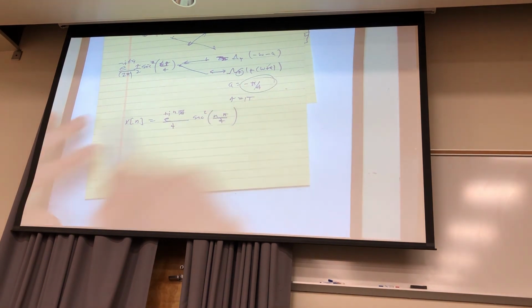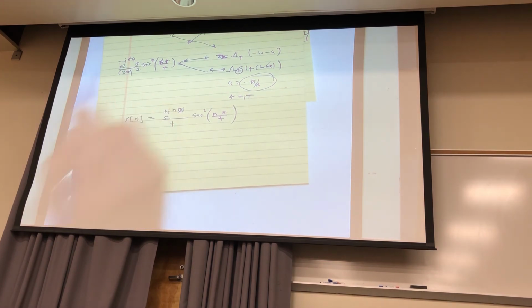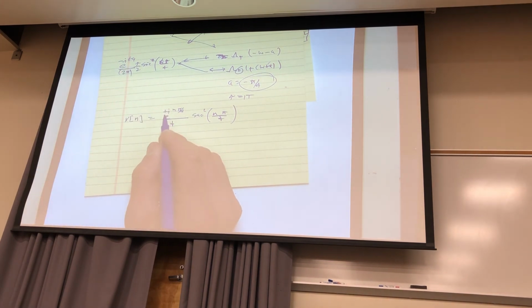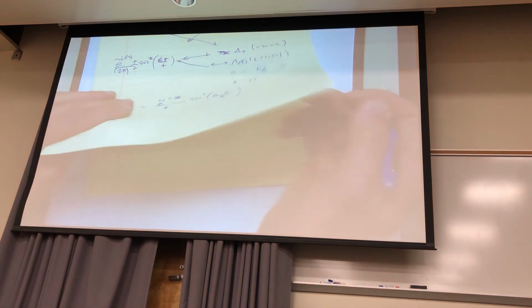Look at a. It's minus pi over 2, right? That was minus j. It becomes positive, right? Yeah, the only thing I'm doing is wherever there's an a, I put minus pi over 4, and that's it. All right? Next.